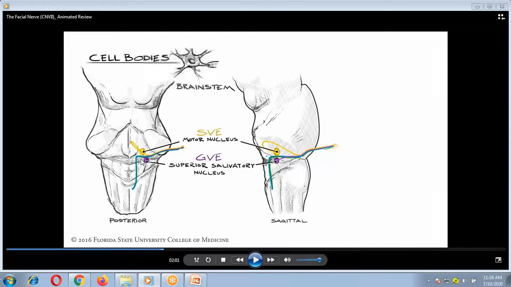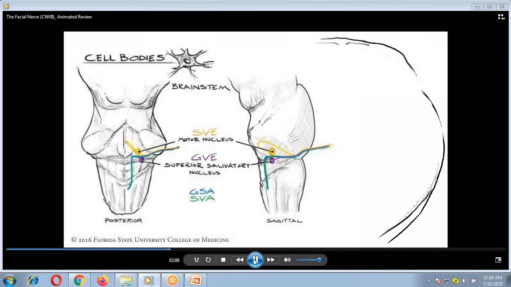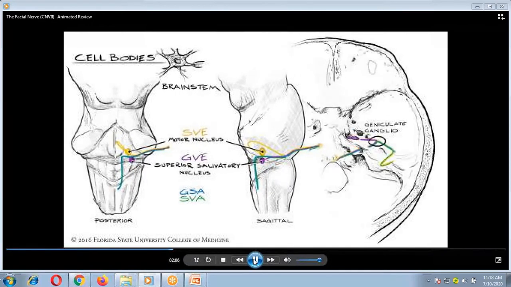So the superior salivatory nucleus, and this is SVE, that is the motor nucleus. As you know, I told you it will be in the lower pons. The brainstem includes midbrain, pons, and medulla; in the lower part of the pons this will be there, and the exit of the facial nerve will be through the pontomedullary junction, PMJ. Finally, the cell bodies of the GSA and SVA neurons are located in the geniculate ganglion, which is positioned deep within the temporal bone. So GSA and SVA.